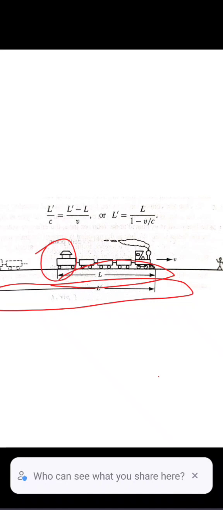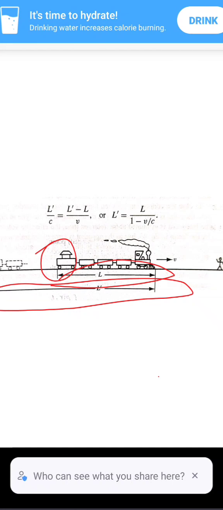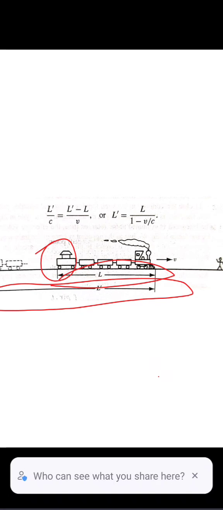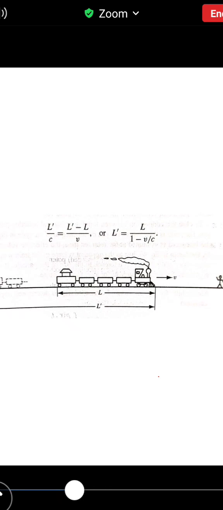So L dash is due to the light received by the observer from the caboose. Since this train is already moving, this length L dash is more than L. Okay, so here there is a formula. L dash is the greater length, L is the smaller length.